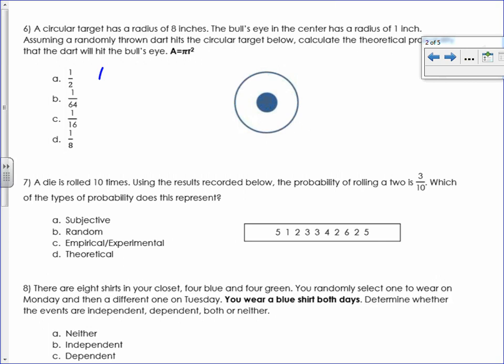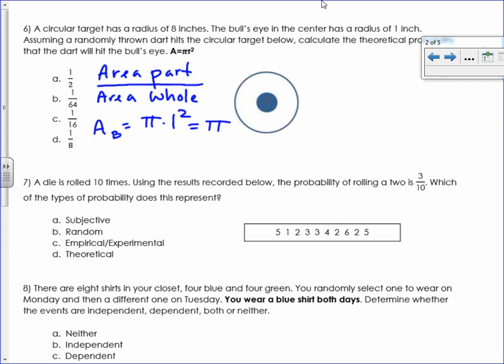So the area of the part divided by the area of the whole. Okay? So I need to find the area of this circle here. And the radius is what again? Okay, so the area of the bullseye is going to be pi times 1 squared. Okay, and that's just equal to pi. And then the area of the entire circle is pi times what squared? 8 squared. Accidentally touched the board. So pi times 8 squared, which is 64 pi.